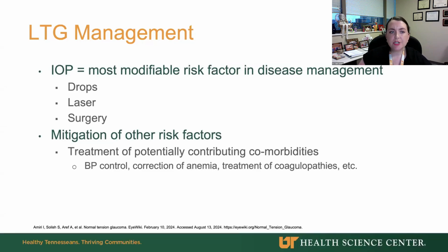But in addition to pressure control, you really have to think about mitigation of other risk factors. And so you think about, well, what are these other potential comorbidities that the patient may have that we can work with, say, the primary care doctor or other specialists on. And so that can include blood pressure control, correction of anemia, treatment of coagulopathies, et cetera.